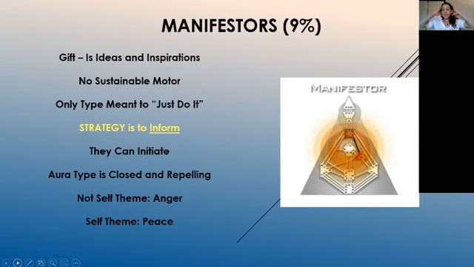We've been talking about manifestors quite a bit, in the sense that we all want to be one, but none of us are. So manifestors are less than 10% of the planet. These are what I call our idea seed planters. They seem to have just this download of really fast energy that comes into their mind, and it's all these ideas and inspirations, and they are the only type that's meant to just do it.